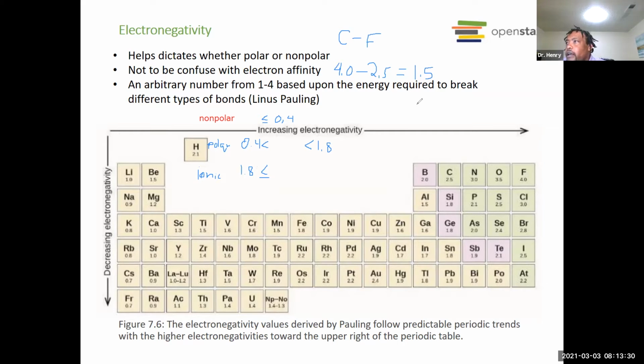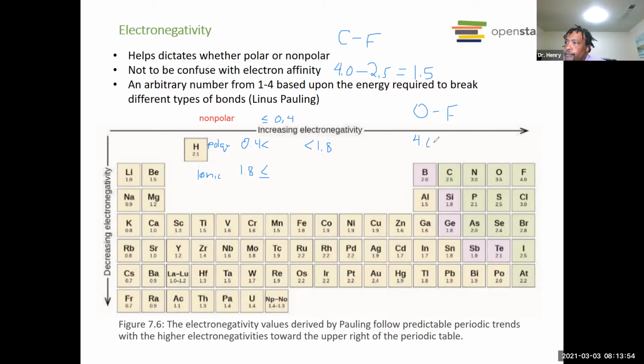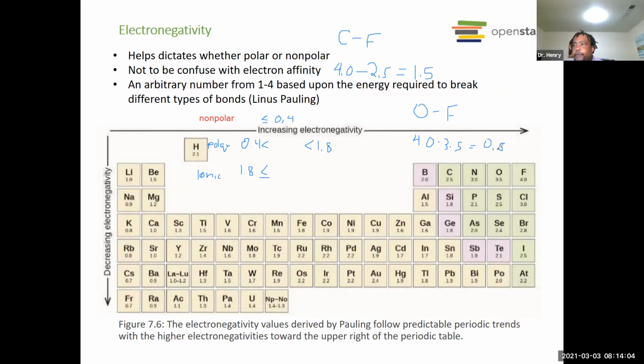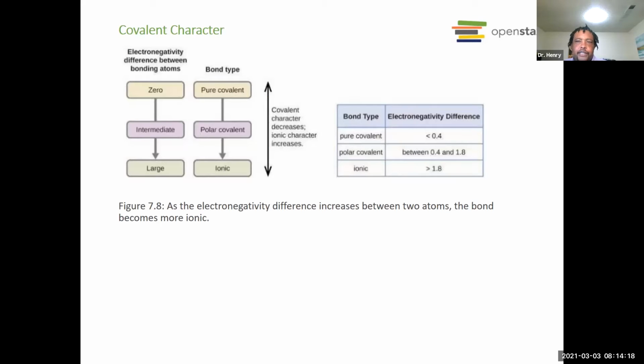So let's do something like oxygen and fluorine. So what would I do? Four point zero minus 3.5. That would be 0.5. Piece of cake? Yep. Okay. Clear. Okay, and this is that table that's just basically showing you those numbers, right?